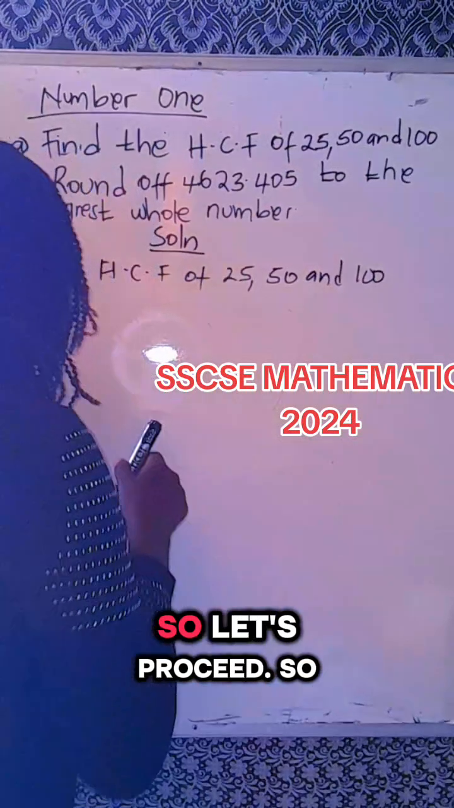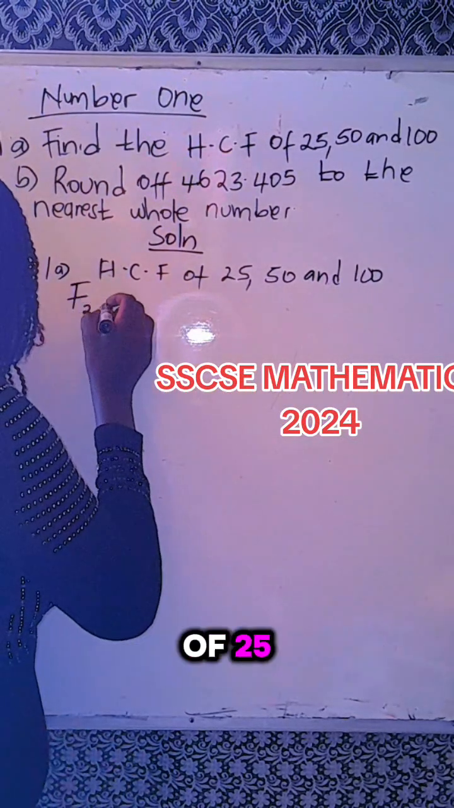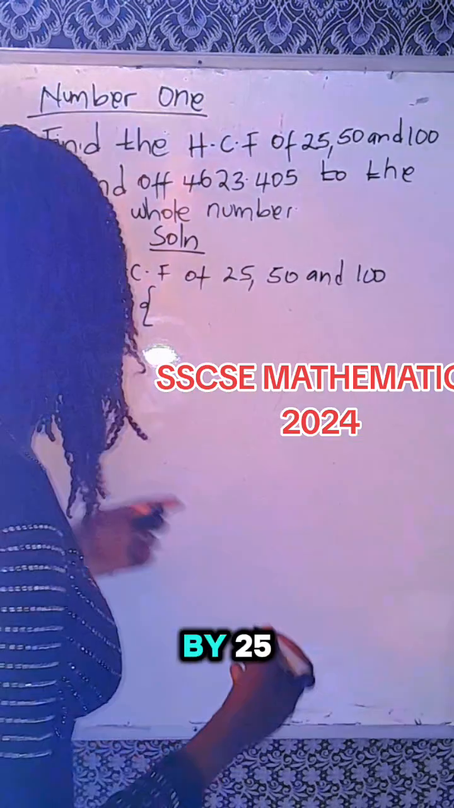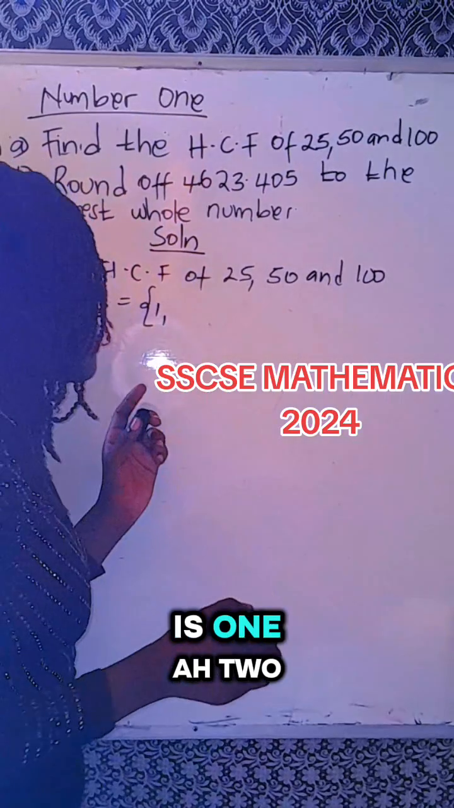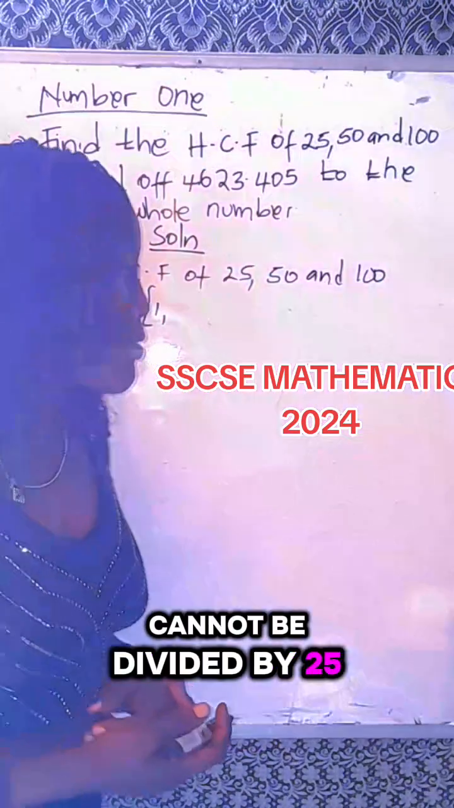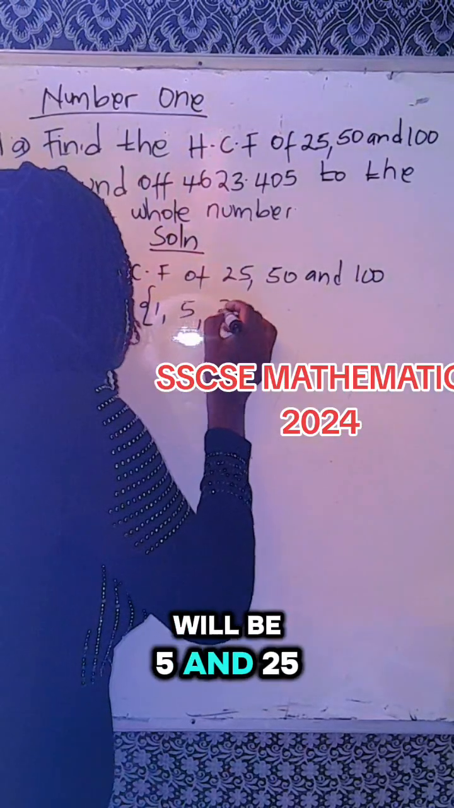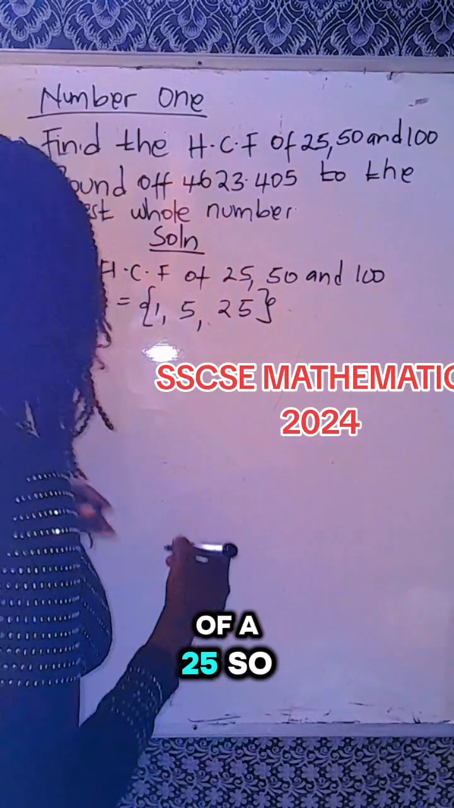So let's proceed. Let's start with the factors of 25. These are the numbers divisible into 25. The first one is 1. 2 cannot divide 25, even 3. So the next ones will be 5 and 25. These are the factors of 25.